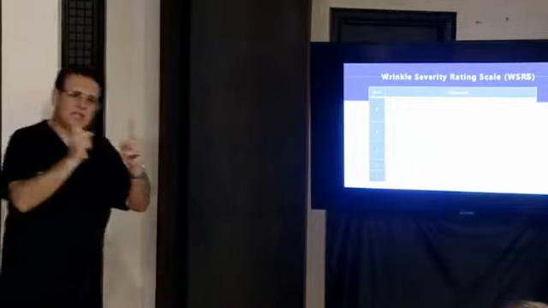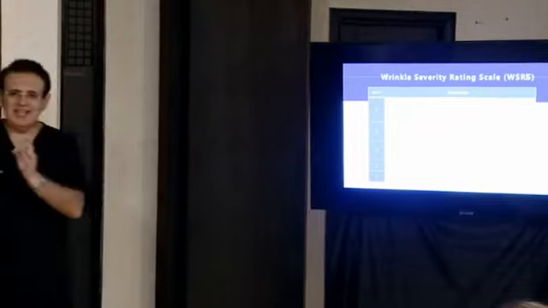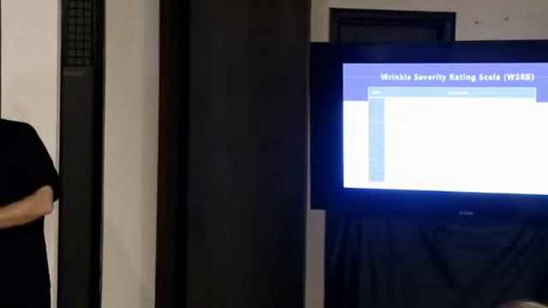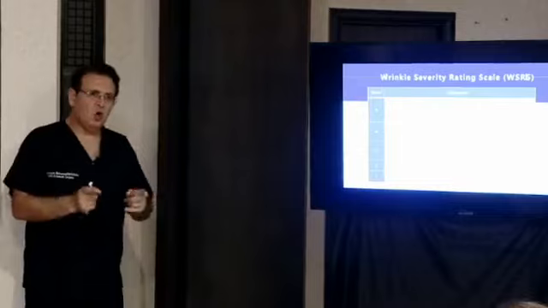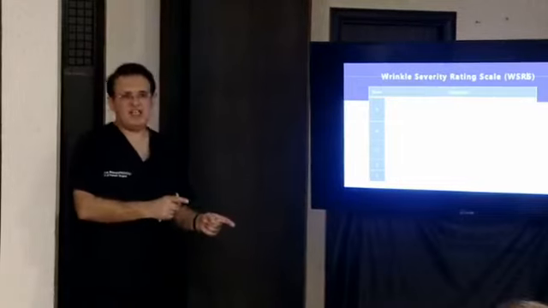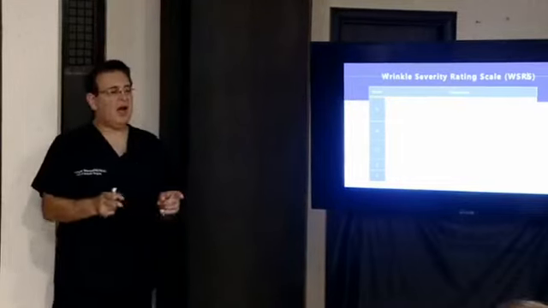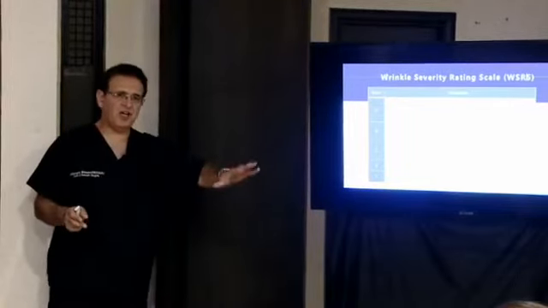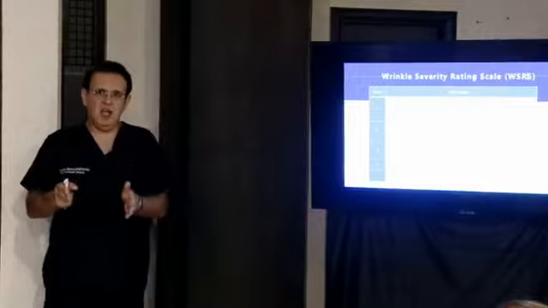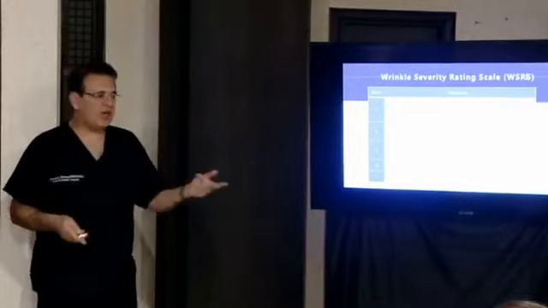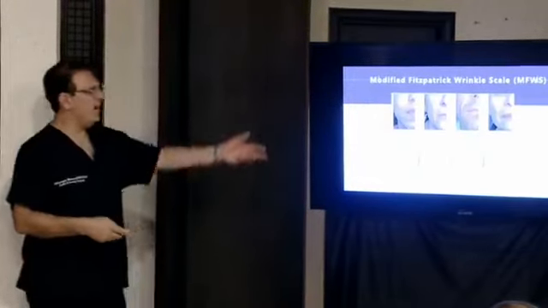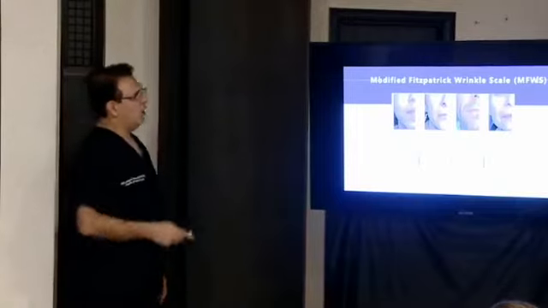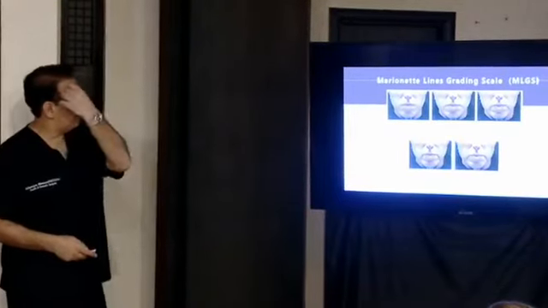Thread is not a replacement of facelift, but threads can be used for the patients who do not want to have a facelift. Right? It is not a substitute for a facelift. Surgery is surgery. But if the patient doesn't want, you can give this option to them. And there are other ways of doing the wrinkle scale or marionette line scale.